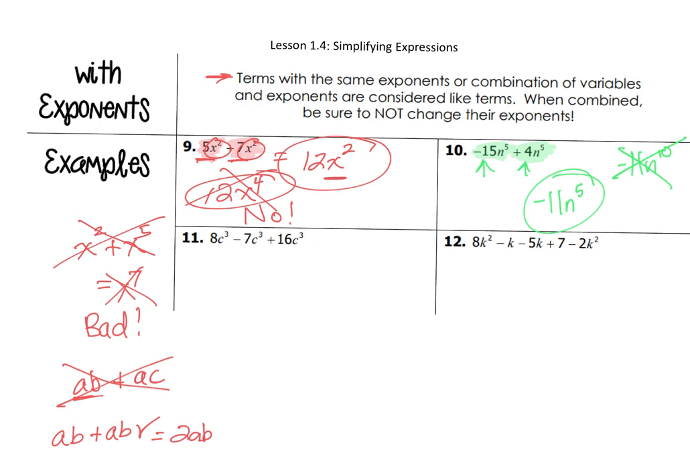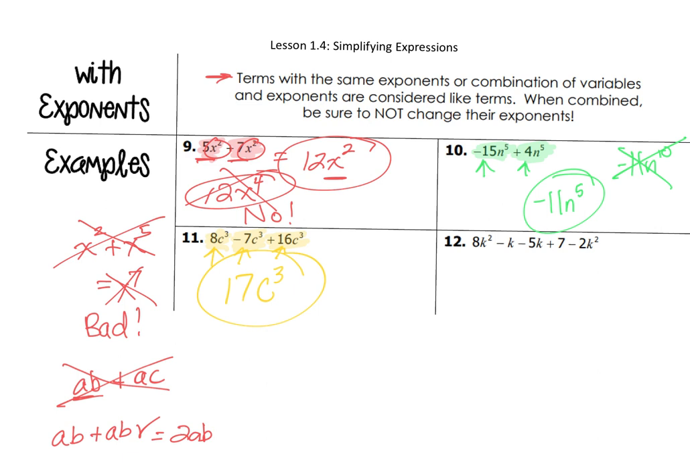Just change coefficients. So on number 11, we have 8c cubed, and minus 7c cubed. That's a like term because it has c cubed. Plus 16c cubed. They're all like terms. So the part that's c cubed is not going to change. What's going to change is what their coefficients, the front numbers, add to. 8 minus 7 is 1. 1 plus 16 is 17. So I could put that in front of the c cubed. You can write down that variable first if it helps you remember not to change it.